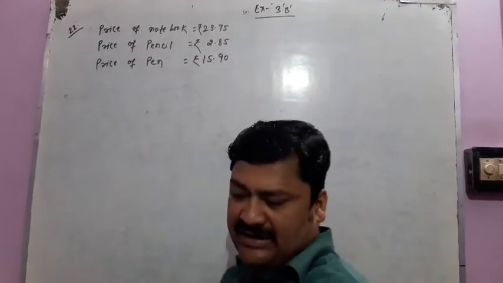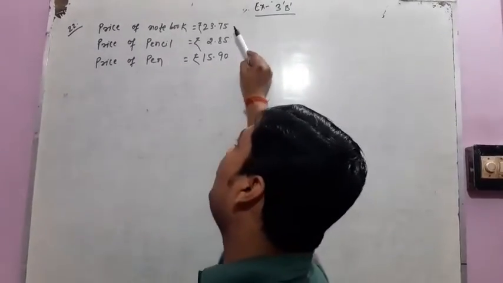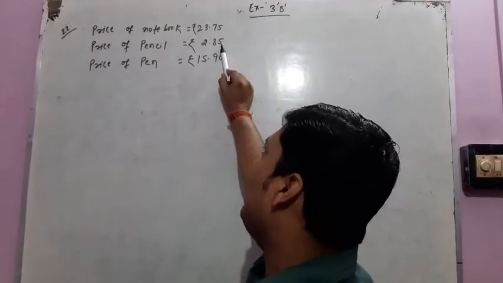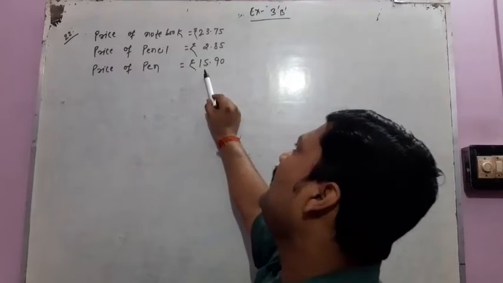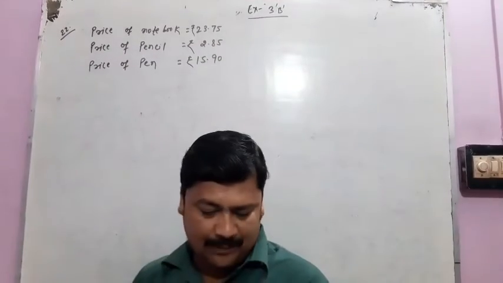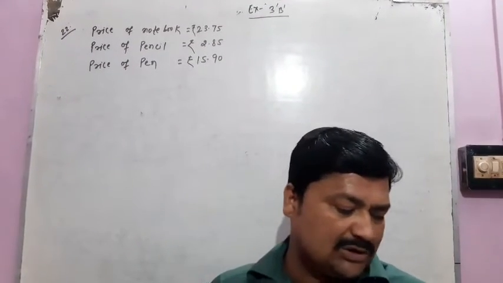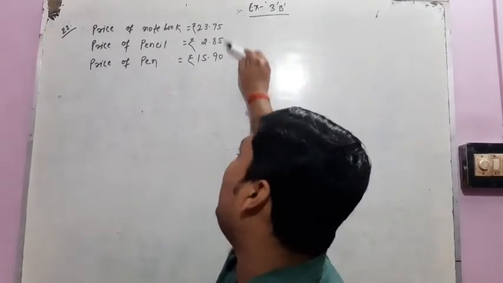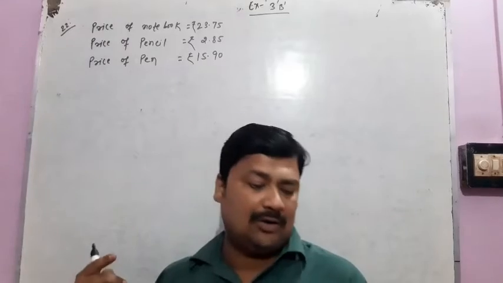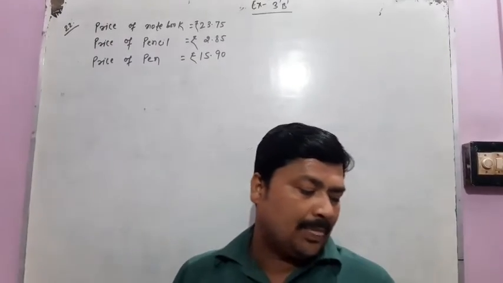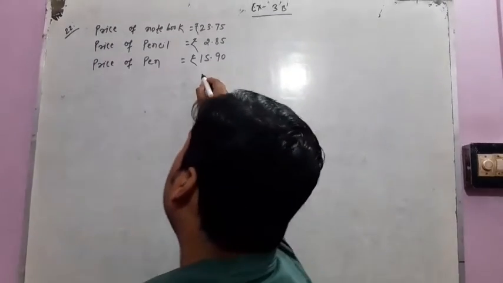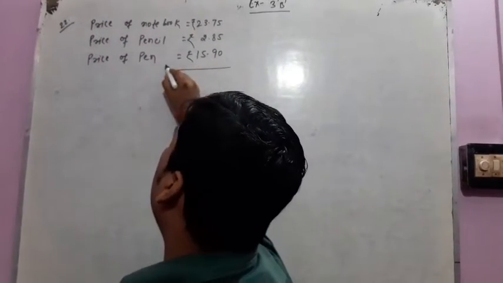Now Rohit purchased three things: a notebook of 23.75 rupees, a pencil of 2.85 rupees, and a pen of 15.90 rupees. He gave a 50 rupees note to the shopkeeper. What amount did he get back? After purchasing these three items, he gave a 50 rupees note to the shopkeeper. So what amount did he get back? First we have to add these values.